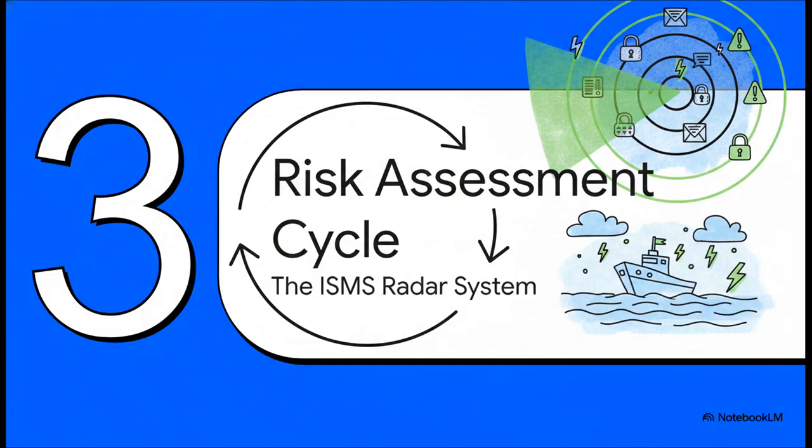All right, let's move on to Clause 8.2. If 8.1 was about steering the ship, 8.2 is all about keeping a sharp eye on the radar. This is your ISMS's early warning system, constantly scanning the horizon not just for new tech vulnerabilities, but for any change in the business and the threat landscape that could affect your security. It has to be a continuous process.